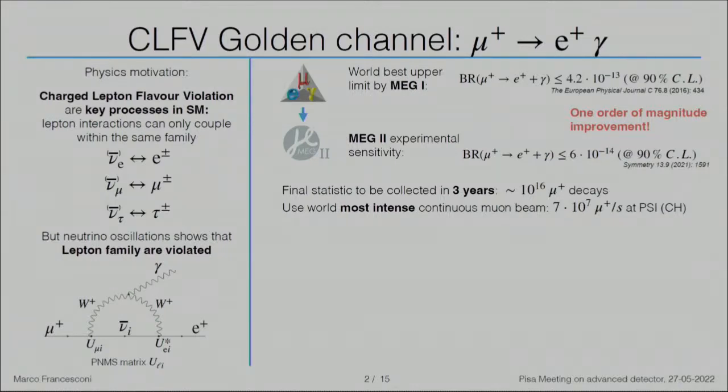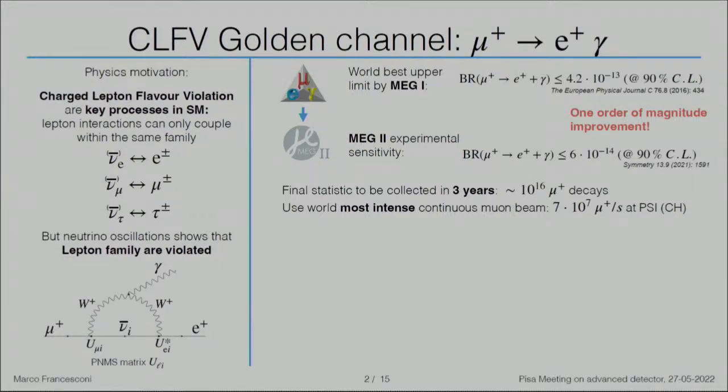In order to put an upper limit on the branching ratio at this kind of level, we need to observe an enormous amount of muon decays. So we'll need to collect, because of the reconstruction efficiencies and angular acceptance, 10 to the 16 muons in the 3 years of planned data acquisition. And even using the world's most intense continuous muon beam, which is available at the Paul Scherrer Institute and produces 7 times 10 to the 7 muons per second, we will take all of the 3 years that we are planning to run.